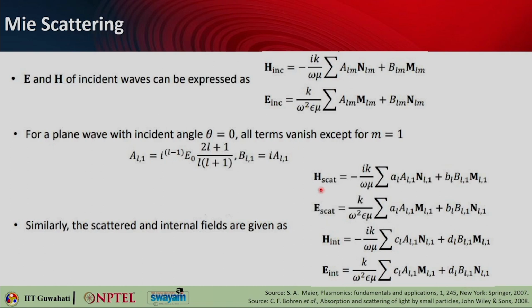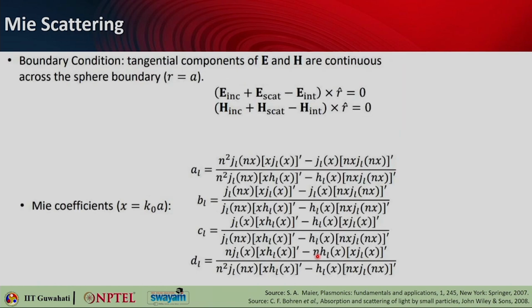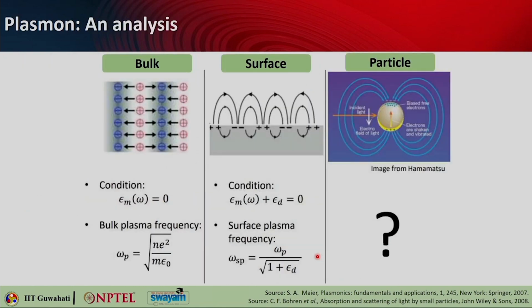So, what are the fields? Internal field and external field or scattered field you can find out from these calculations. From this you are also able to find out the amount of scattered light, and the amount of what is not scattered, which is basically absorbed. Those kinds of things you can find out exactly for a spherical symmetry. Okay. So, for spherical particles Mie theory provides an exact solution.